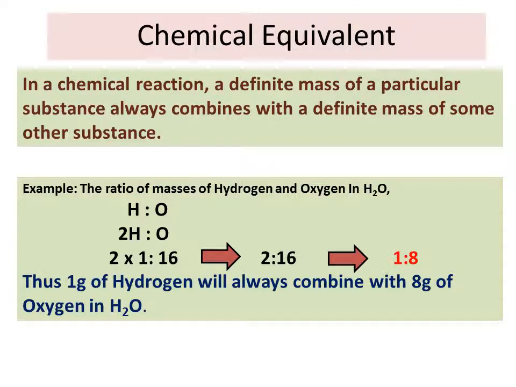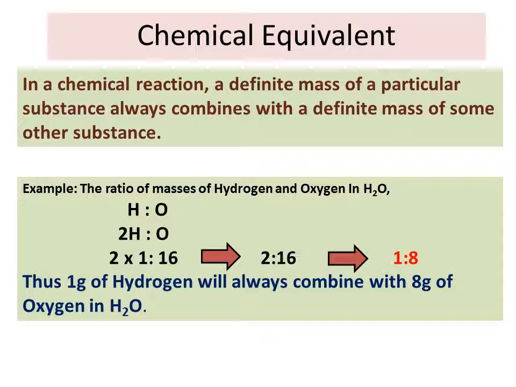So let us talk about chemical equivalent. What is a chemical equivalent actually? It was observed that in chemical reactions, a definite mass of a particular substance always combines with a definite mass of some other substance. So that definite mass is known as chemical equivalent.